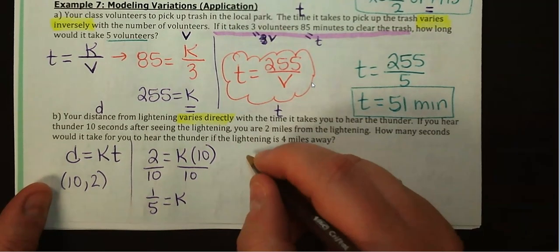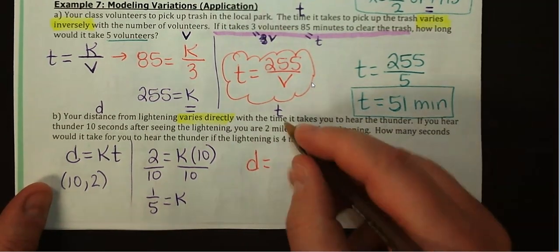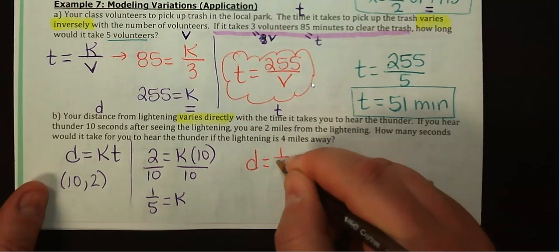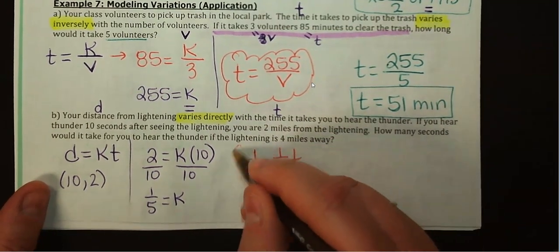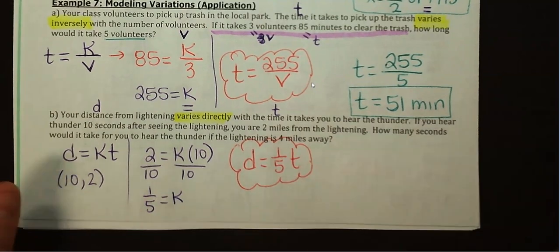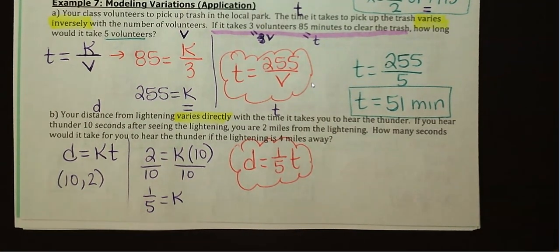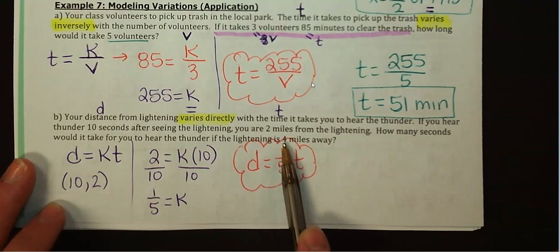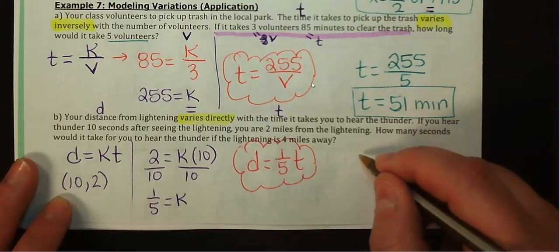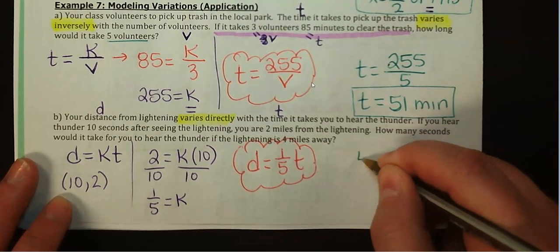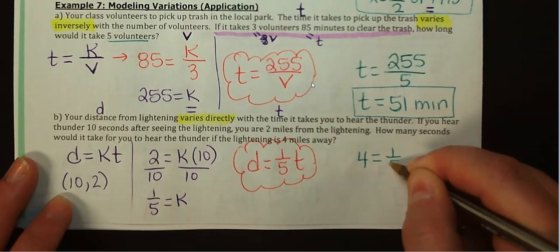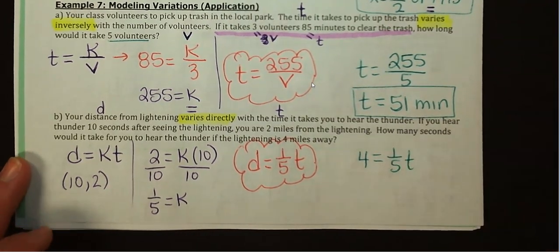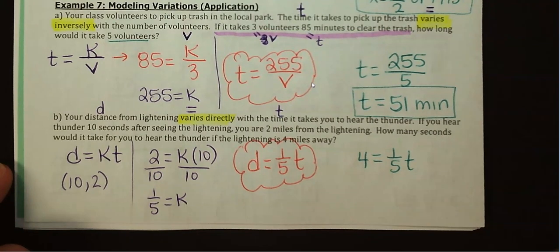So if we need to write a general equation, the distance we are away from the lightning is going to be 1/5 the time it takes for us to hear the thunder. And then they're going to ask me a secondary question. How many seconds would it take? So we're going to solve for the time here. How many seconds would it take for you to hear the thunder if the lightning is 4 miles away? So that means the distance is 4 miles away. It'd be 1/5 multiplied by the time it would take me to hear the thunder.